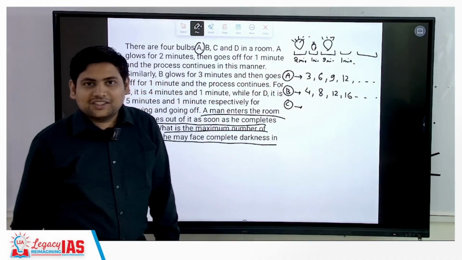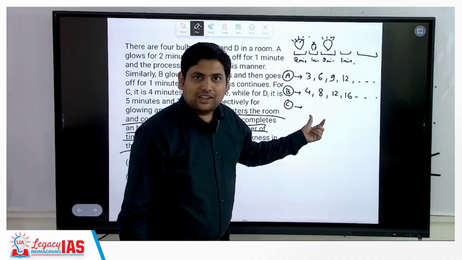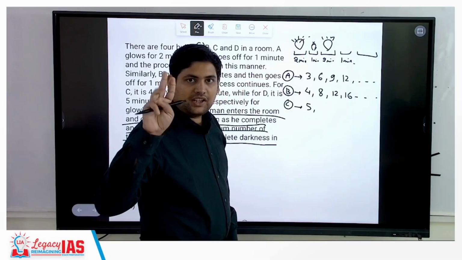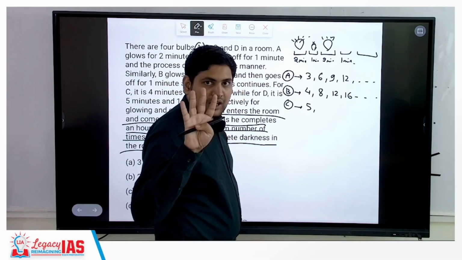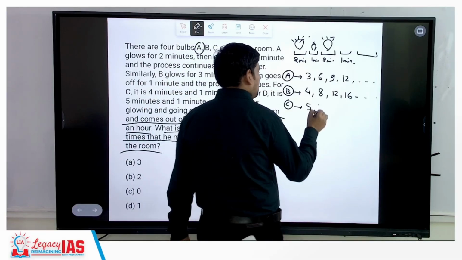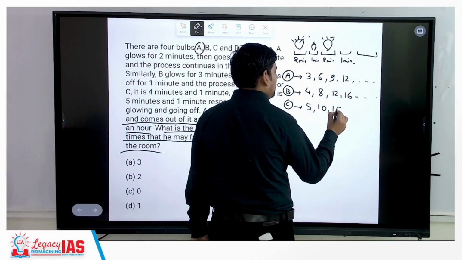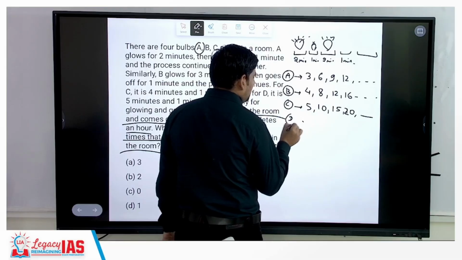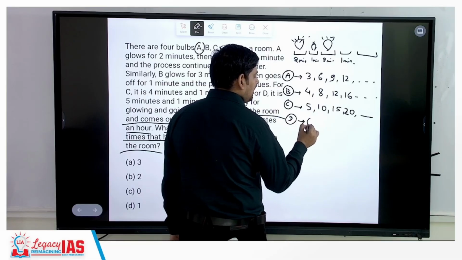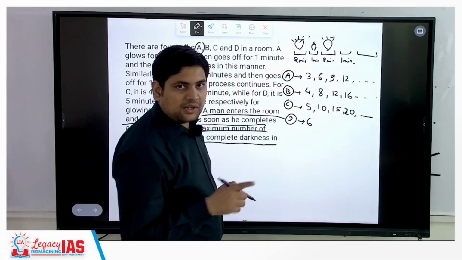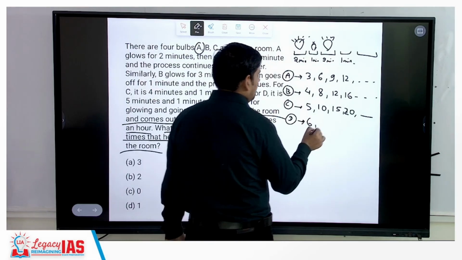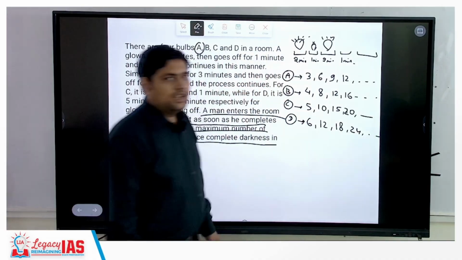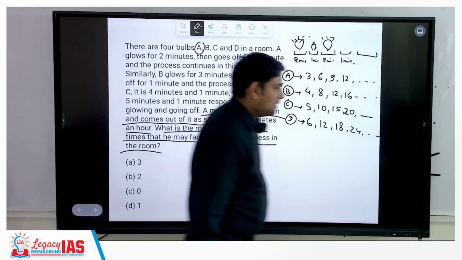Similarly, can you see now? C. C will glow for 4 minutes. The gap will be on the 5th minute. Then it will glow for 6, 7, 8, 9 minutes. That is 4 minutes. Then darkness in the 10th minute, then 15, then 20, and it goes on like this. Similarly, D will glow. First 5 minutes it will glow, the 6th minute it won't. Then 6, 12, 18, 24.